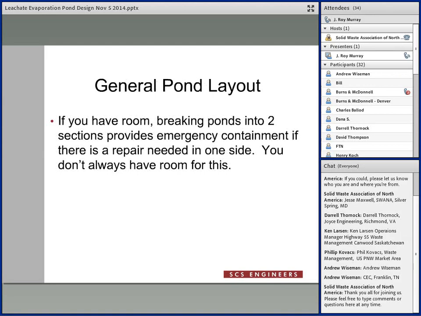General pond layout. If you have room, breaking them into 2 or multiple ponds is good, because it can provide containment if there's a need to repair one side or the other. So if you have an issue in one side, you can pump the leachate into the other side, continue to shut off leachate going into that side, and work to repair it. Otherwise, if you just have a single containment pond and you have a leak or something you have to repair, then you totally have to discontinue using the ponds altogether.